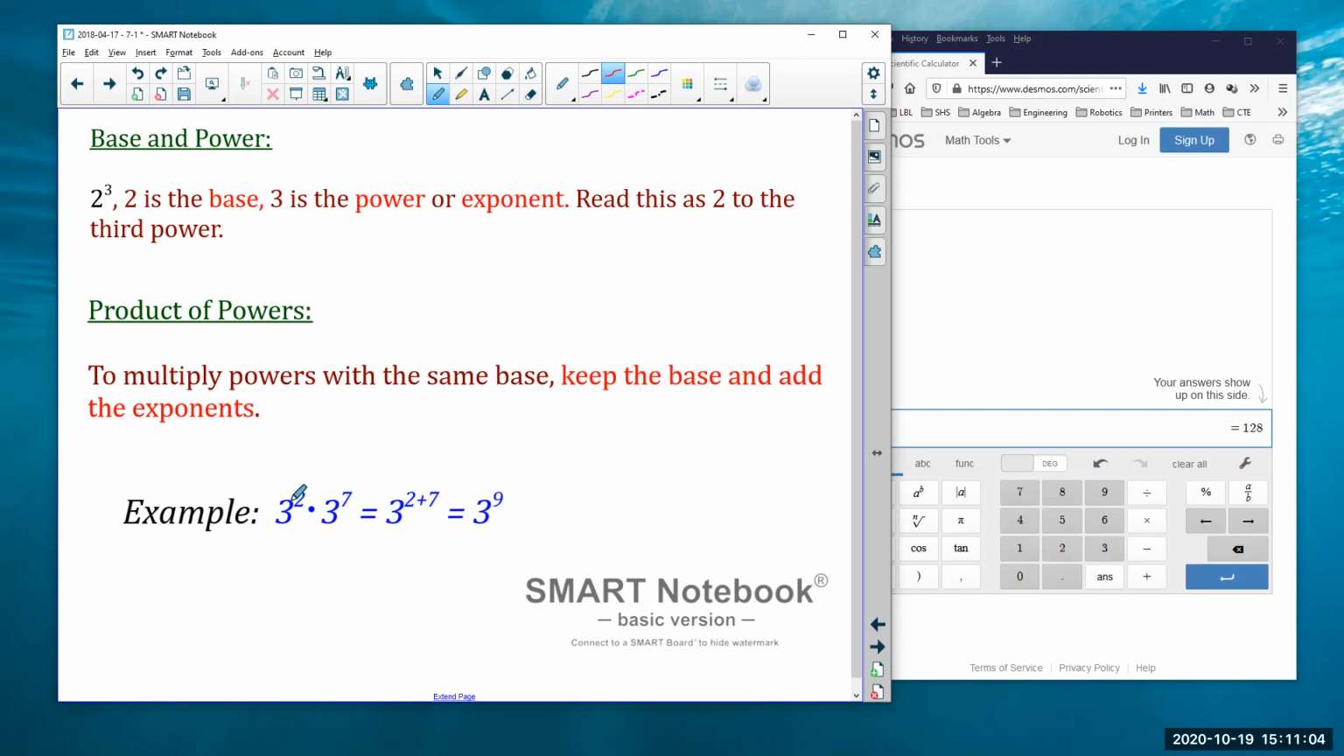So I'm going to have 2 3s here and 7 3s here. I'm going to have a total of 9 3s altogether. So I can just add those exponents together. They have the same base, right? So I can just add the exponents, and this is going to be 3 to the 9th. Okay, and that's what we're going to really focus on today, that product of powers. So what are some examples of that and how does that work?